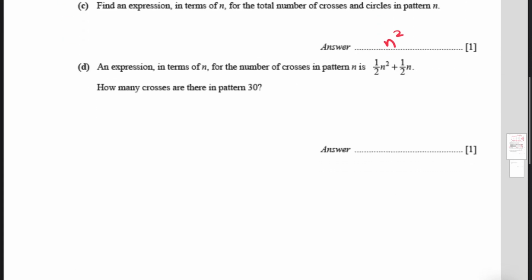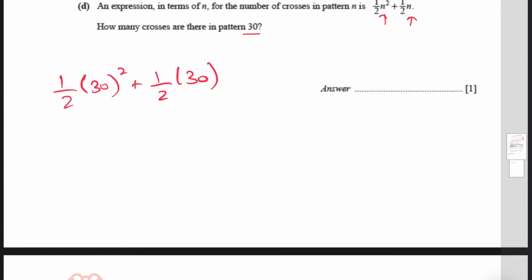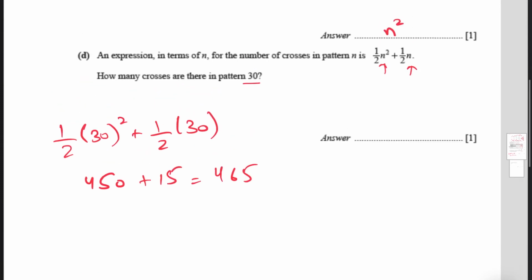Okay. The next part says an expression in terms of n for the number of crosses in pattern n is 1/2 n squared plus 1/2 n. How many crosses are there in pattern 30? So pattern 30 would mean that you substitute this value in n over here. So you write 1/2 times 30 squared plus 1/2 times 30. 30 squared is 900. 900 divided by 2 gives you 450, plus 1/2 times 30 is 15. So you get 465. There are 465 crosses, so you write it over here.